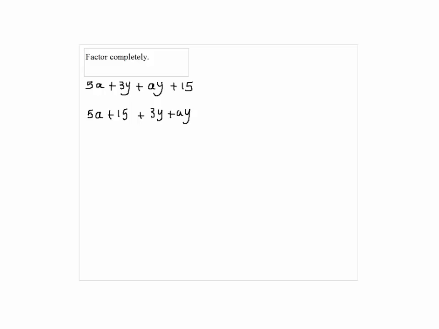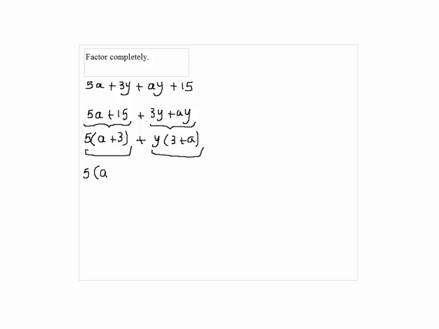Or I can group the two middle terms and the two furthest terms. And the other possibility would be grouping the first term and the third term, and the second term and the last term. Well, let's see if we can group the first term and the last term together, and then group the two middle terms together like that.